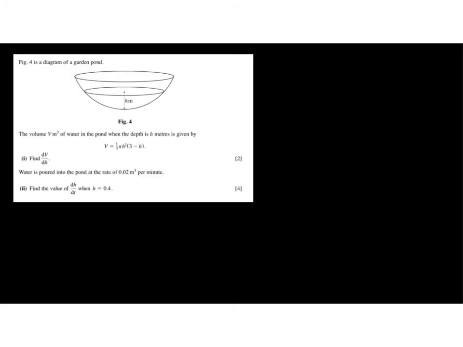Next question. Read the information very carefully, highlight any key pieces of information. So the volume of water in a pond is given by this formula here, and for part 1 we've got to find dV by dH. So look at the formula and you can see it's set up perfectly for us. V is given in terms of H. I would just expand the bracket here, so V equals pi H squared minus 1/3 pi h cubed, and that allows us to then differentiate each term separately. dV by dH is equal to 2 pi h minus pi h squared.